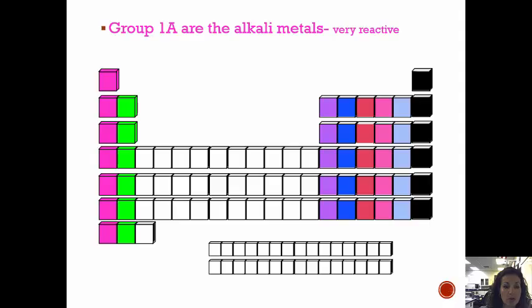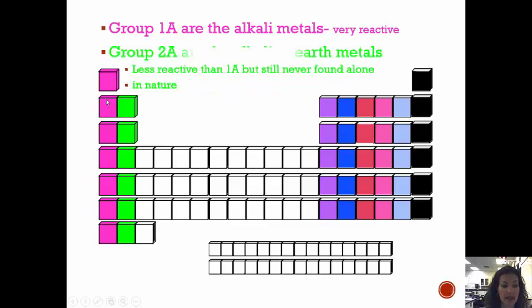So group 1A, like I said, these are the main group elements. We pay most attention to them. Group 1A, though, are the alkali metals. They're very reactive. And group 2A are the alkaline earth metals. They're still reactive, but not quite as much. They're less reactive, but still never really found alone in nature.